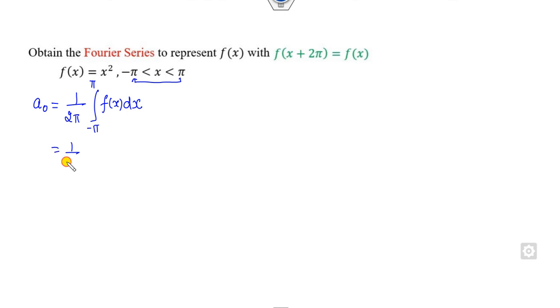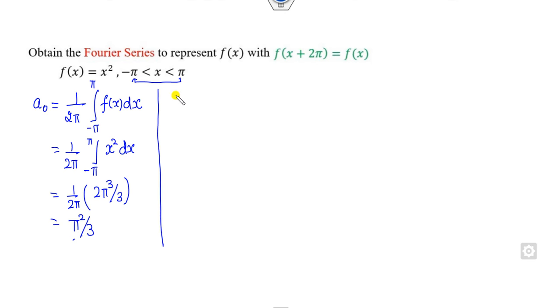So it will be 1 over 2 pi, it is minus pi to pi x square. So it's x cube by 3. So I can write it as 1 over 2 pi, it is x cube by 3. So it's 2x cube divided by 3. So pi square over 3 is the answer. Can you find the a naught?